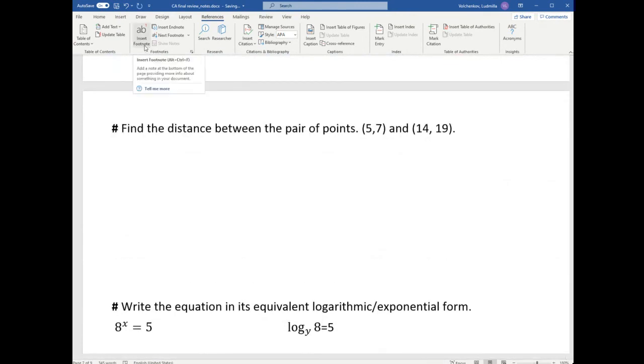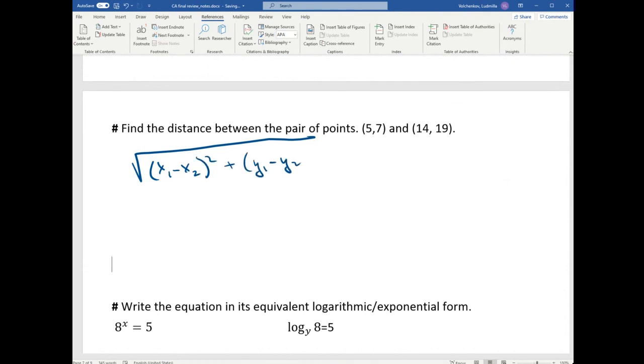Find the distance between a pair of points. The distance will be given by the formula: square root of x1 minus x2 squared plus y1 minus y2 squared, or you can write x2 minus x1, y2 minus y1. Since you square, it doesn't matter in what order you write the coordinates. So substitute the values. x1 minus x2, 5 minus 14 squared, y1 minus y2, 7 minus 19 squared.